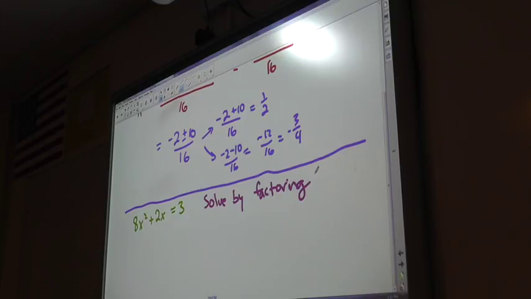Try it. How'd you get 1/2 from negative 2 plus 10 divided by 16? 10 minus 2 is 8. 8 divided by 16 is 1/2.